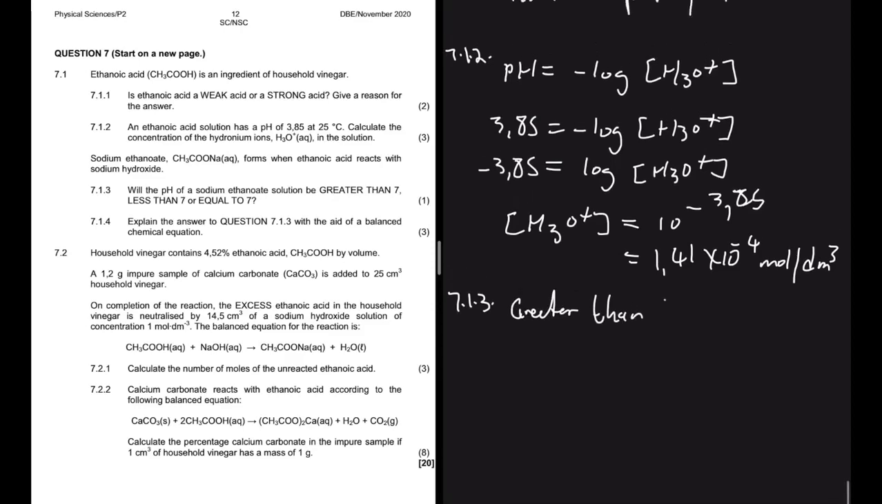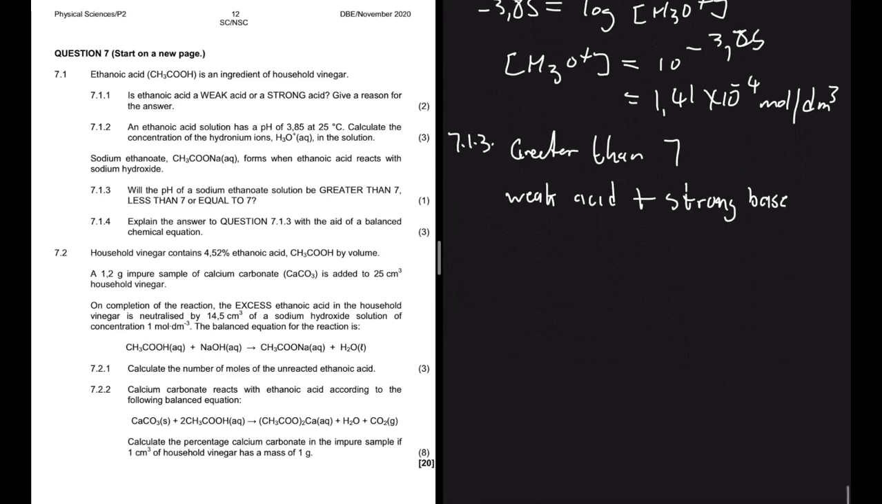Why is it greater than 7? We know now that ethanoic acid is a weak acid, right? So we have a weak acid being combined with a strong base, because sodium hydroxide is a strong base, right? So if you combine these two, you're gonna get a base, right? You will have a pH of greater than 7. So if instead you had a strong acid and a weak base, then the pH would be less than 7.